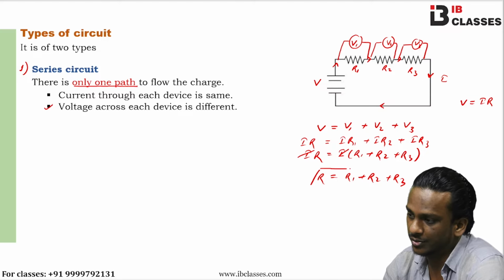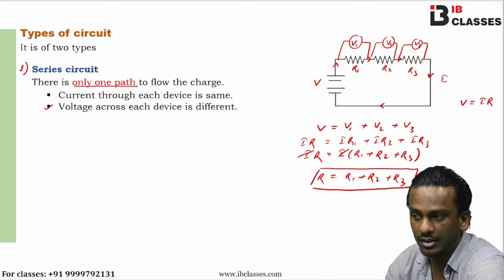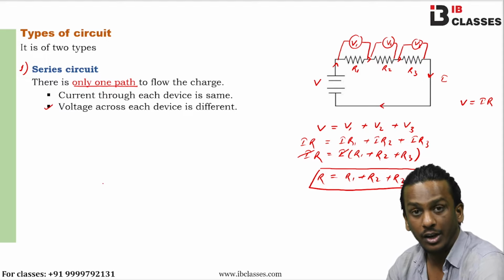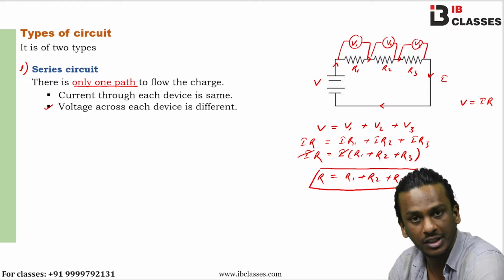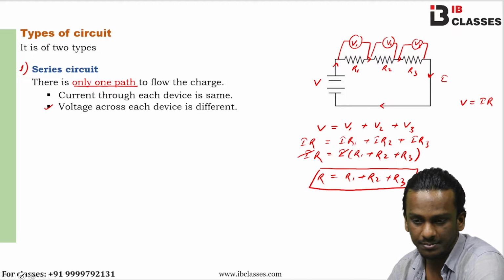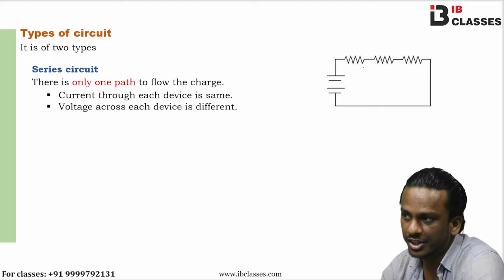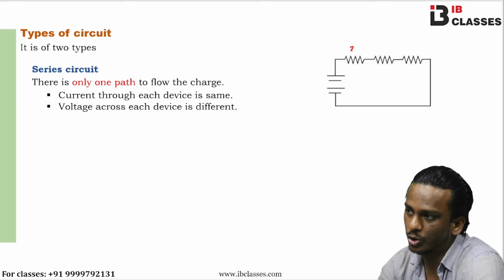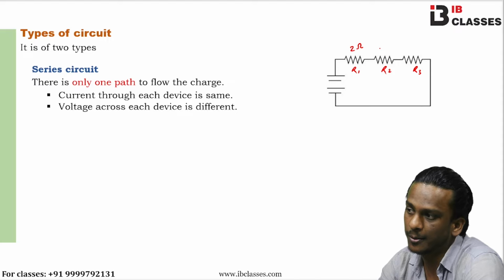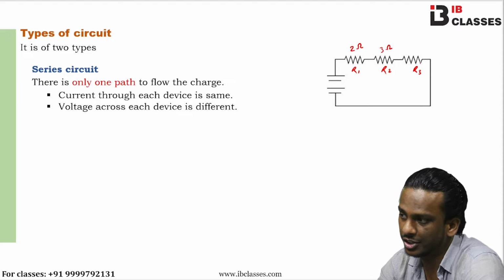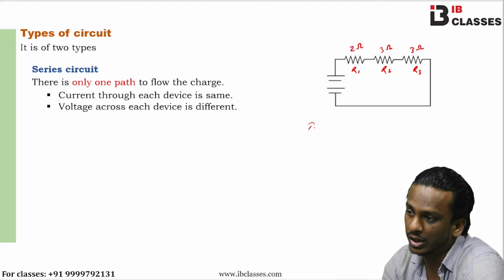This is the equation of the resistances connected in series. Now we are going to attempt basic questions related to the series circuit. Suppose the resistances of this circuit are: this is your R1, this one is your R2, this one is your R3, and the resistance of R1 is 2 ohm, R2 is 3 ohm, and R3 is 3 ohm also. Then what will be the total resistance?